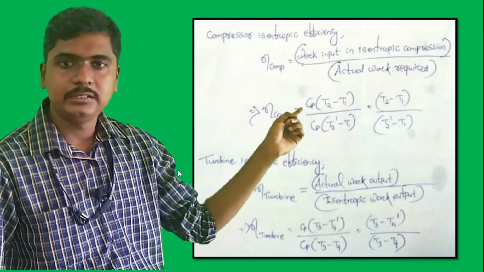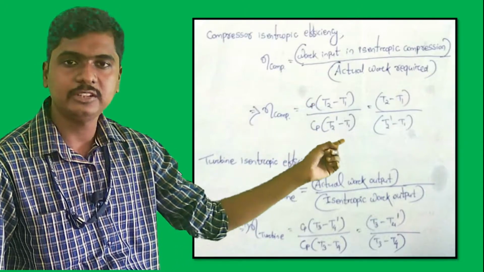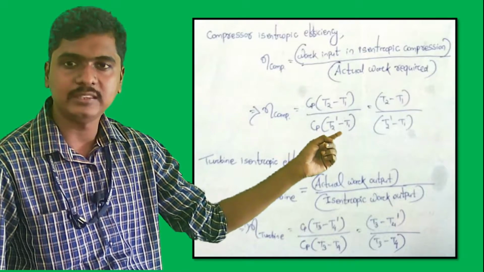Ideal means Cp (T2 minus T1) divided by actual, which is Cp (T2 dash minus T1). So this is the compression efficiency.